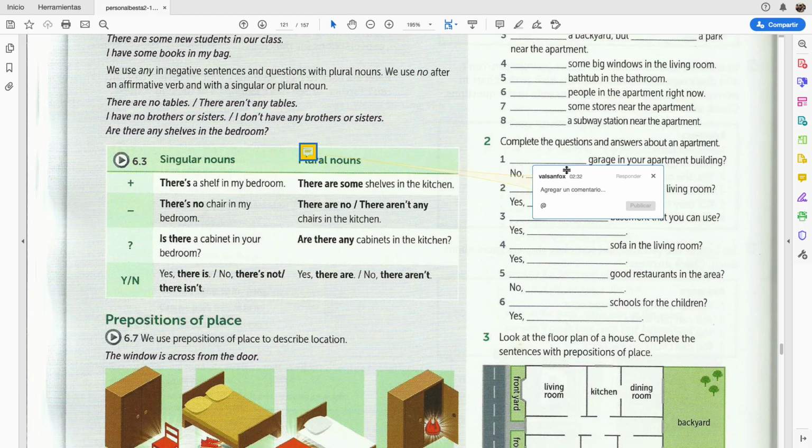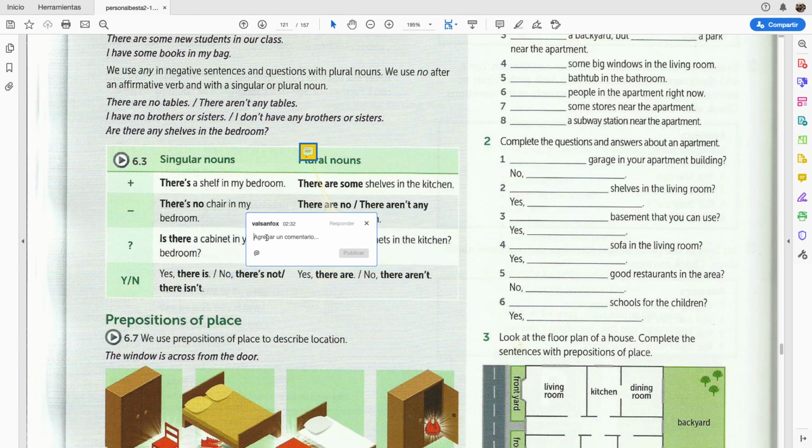Number 1. Garage in your apartment building. Garage, singular. So in singular, we say there is. But what happens here? Here, you need to ask a question. So what you're going to do is change the order. And you say, is there? Is there a garage in your apartment building? Yes, is there a garage? Why? Because garage is singular.